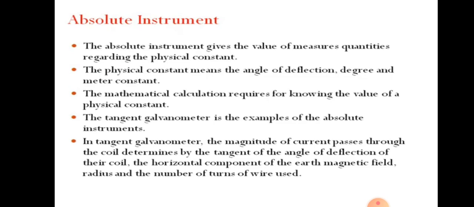The horizontal component of the earth's magnetic field, radius, and the number of turns of the wire used. Okay, so what we have seen in this point, in the tangent galvanometer, the magnitude of the current which is passed through the coil is determined by the tangent of the angle of deflection. This angle is measured, and after the calculation we can get the actual reading of that tangent galvanometer.